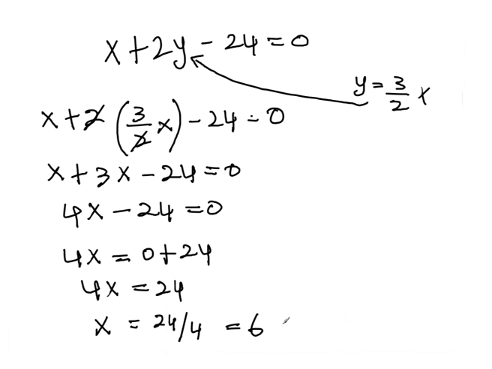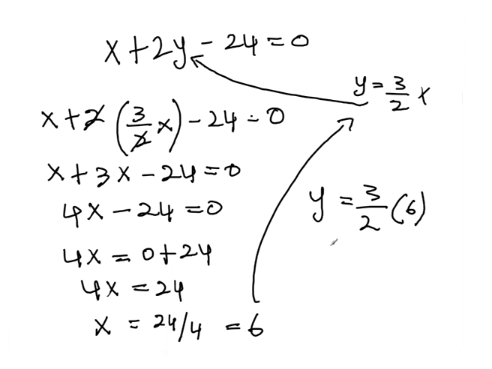If x is 6, what is y? Replace it back. Y equals to 3 over 2 x, 18 over 2, and y is 9. Therefore, the final answer is x equals to 6 and y equals to 9.